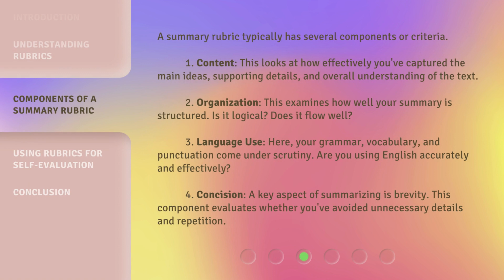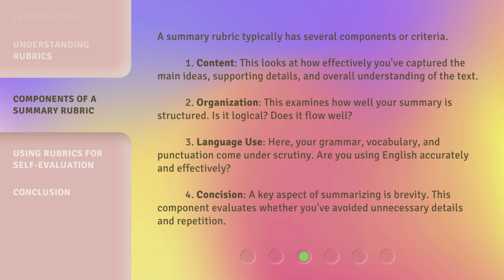A summary rubric typically has several components or criteria. 1. Content. This looks at how effectively you've captured the main ideas, supporting details, and overall understanding of the text. 2. Organization. This examines how well your summary is structured. Is it logical? Does it flow well? 3. Language use. Here, your grammar, vocabulary, and punctuation come under scrutiny. Are you using English accurately and effectively?